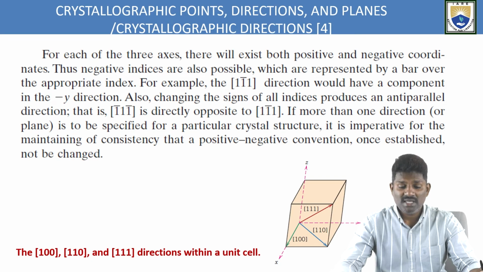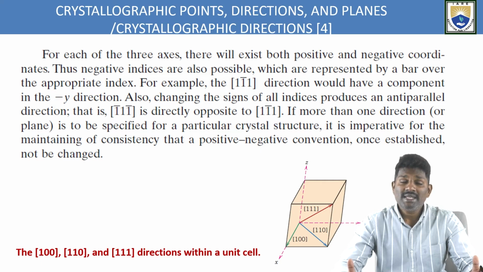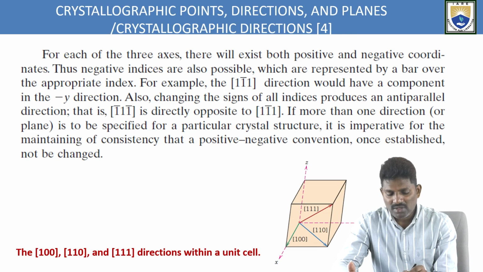for each of these three axes, there exists a positive and a negative side. So any axis has a positive value as well as a negative value. So how do we indicate the positive direction as well as the negative direction here? In this case, all the points are along the positive, so that's why it is 1, 1, 1 or 1, 1, 0 or 1, 0, 0.